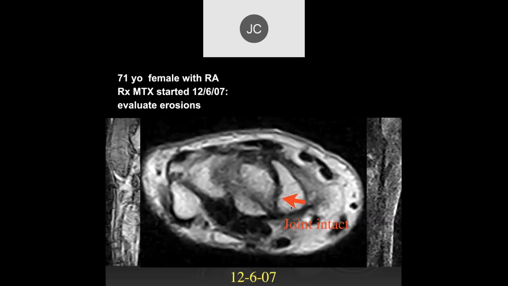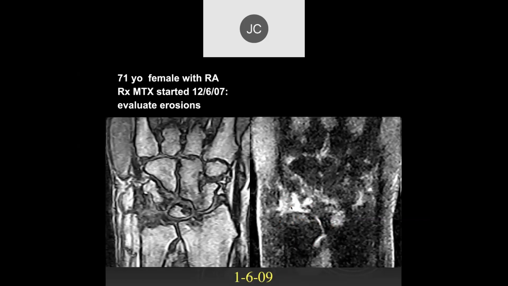And then now the patient came back after being started on methotrexate to decrease the inflammatory disease, came back a year and a half later, and this is what it looked like. Right, there's improved, decreased osteitis in that capitate. Okay. Looks like bone fusion between the capitate and the scaphoid there. And a fusion across here.